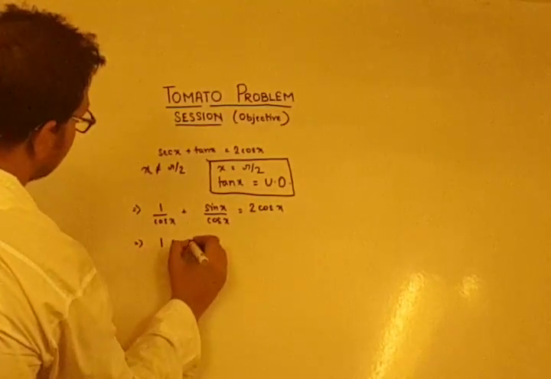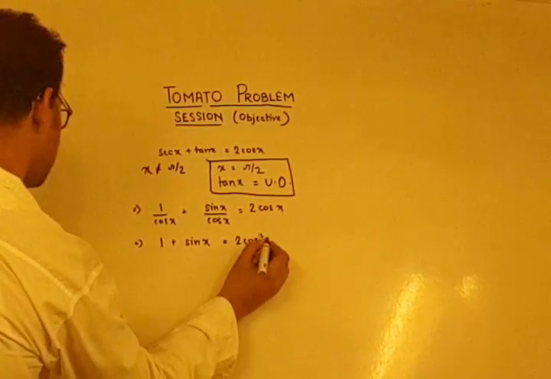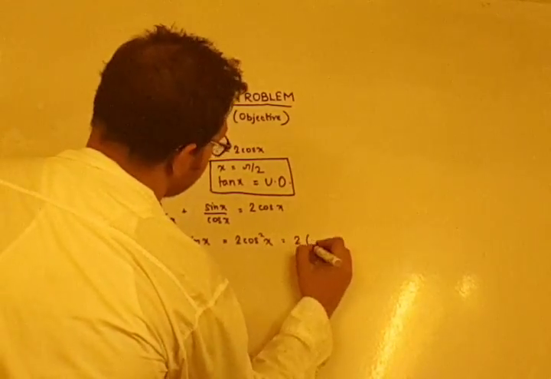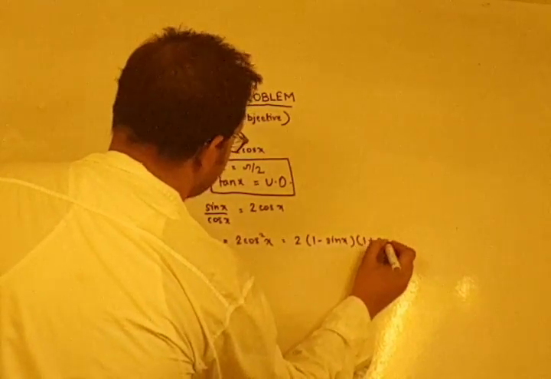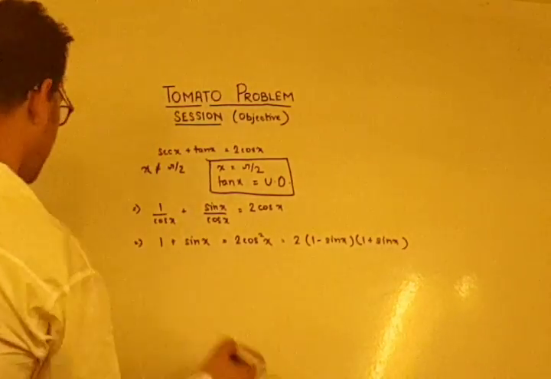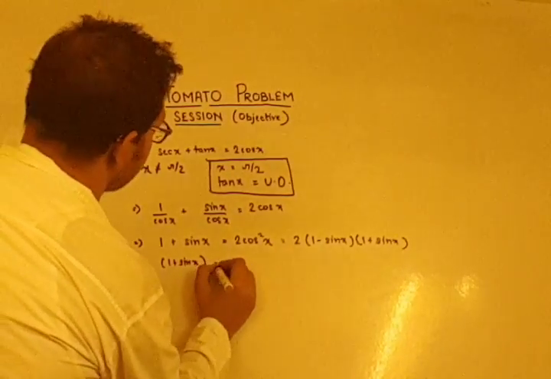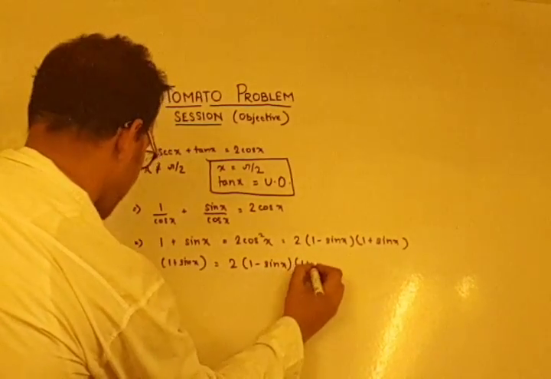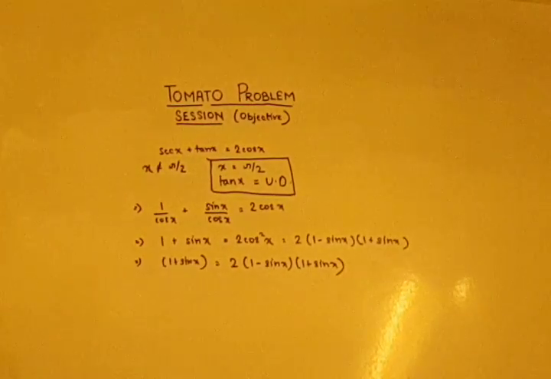So 1 plus sin x, I multiply both sides by cos x, that is 2 cos square x. So that is what I get. And after this I can just write it as into 1 plus sin x. Okay, so that is this. So 1 plus sin x, so this is what I get.